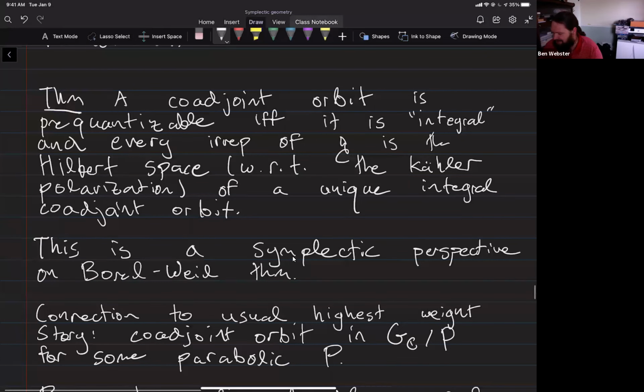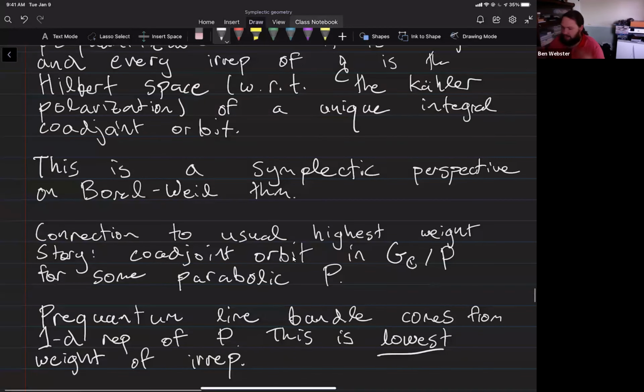This will be easier to say after I say a tiny bit more here. If what you're used to is the usual highest weight story for representations, what's happening here is your coadjoint orbit is the complexified group mod some parabolic. And the pre-quantum line bundle comes from the one-dimensional representation of that parabolic, which in the usual convention is actually the lowest weight of the irrep. I think I have that right. I'm always a little worried about that, but I think I have that right.